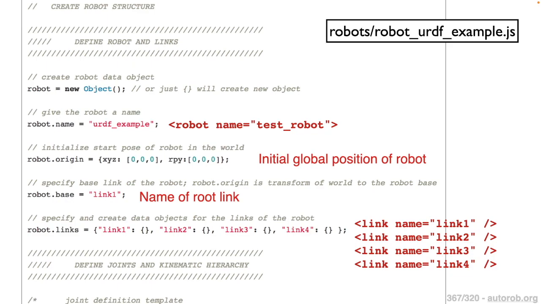And so once again, in this course, we're going to be using a JavaScript object to describe the robot. This object is taking the place of those XML tags, and it's going to make our lives a little bit easier, so we don't have to worry about parsing that XML. We can just stay within the JavaScript world.